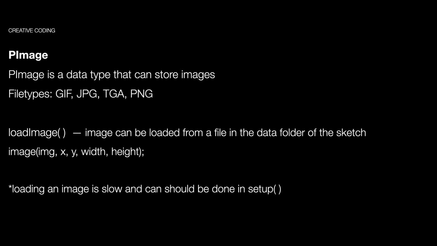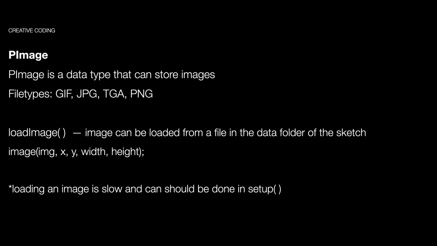And in order to bring an image into a Processing sketch, we're going to use the code loadImage. Inside the parentheses, we're going to put, inside of quotes, the exact file name, including the file type. Images, like shapes, need to be in the data folder of the sketch, unless otherwise specified.